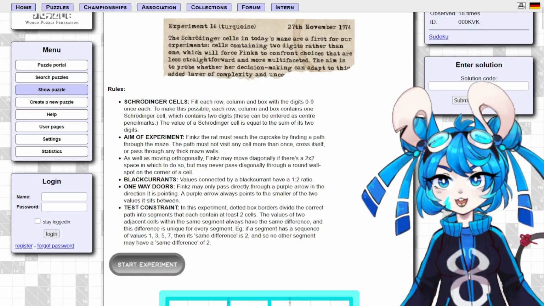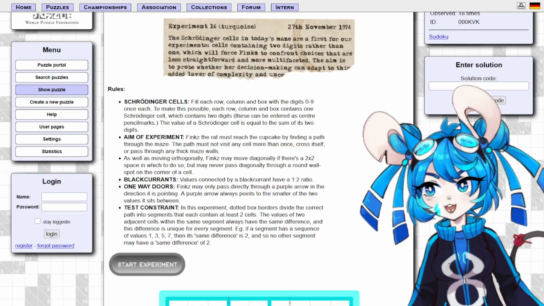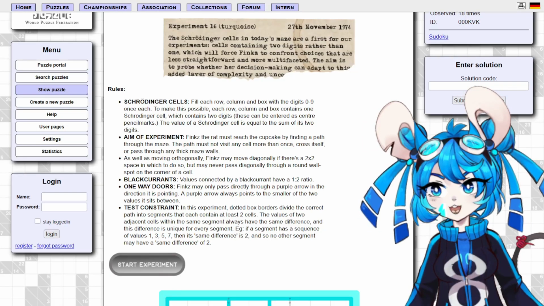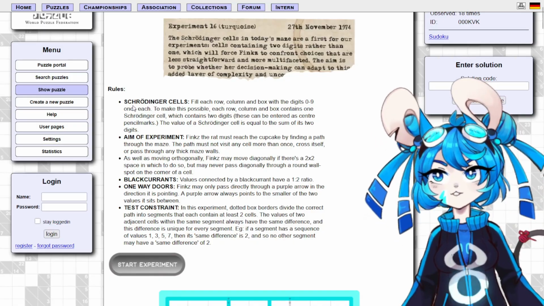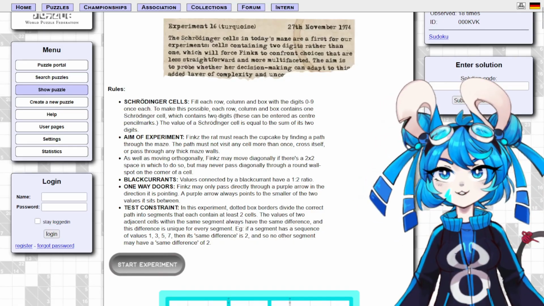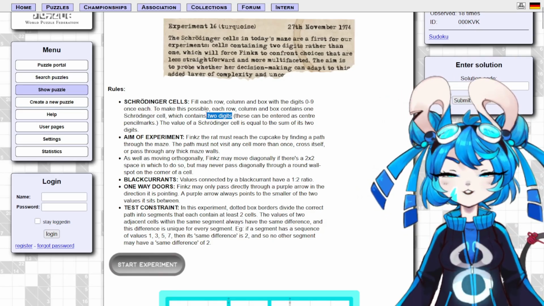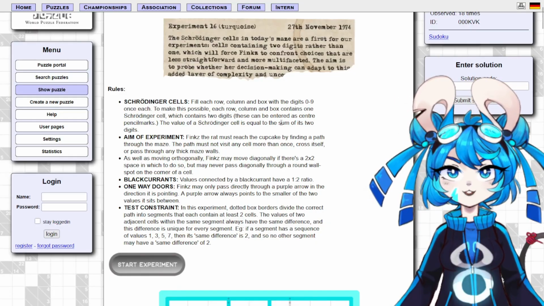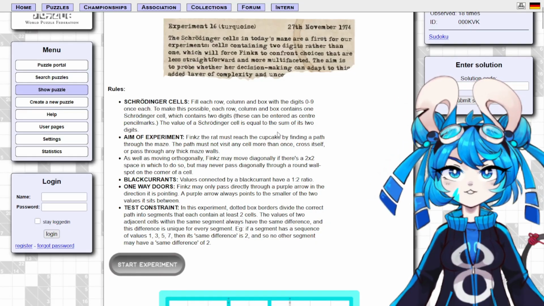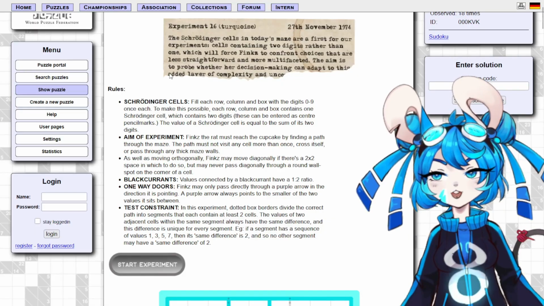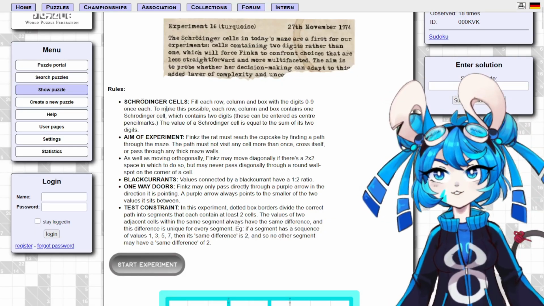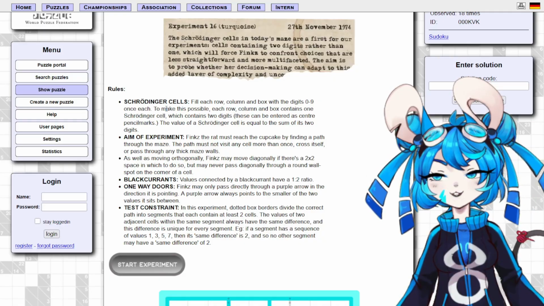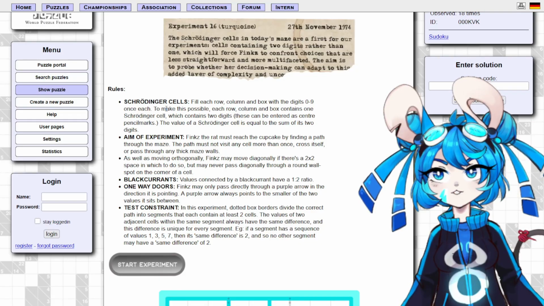Schrodinger cells. Fill each row, column, and box with the digits 0 through 9 once each. To make this possible, each row, column, and box contains one Schrodinger cell, which contains two digits. These can be entered as center pencil marks. The value of a Schrodinger cell is equal to the sum of its two digits. So we're cramming 10 digits into the space of 9 cells by having two of the digits share.